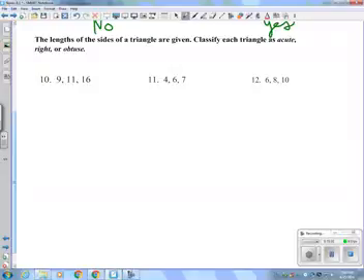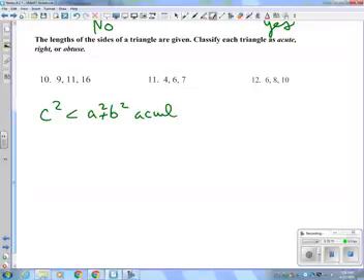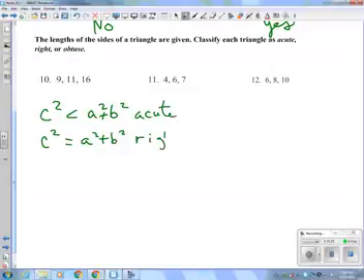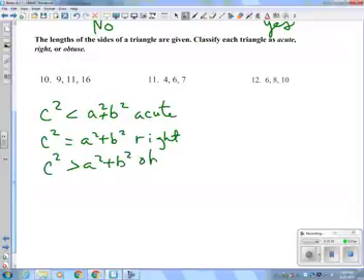So c squared, we're going to turn the problem around just slightly. We're going to look at it from the perspective of c squared is less than a squared plus b squared is acute. And c squared equals a squared plus b squared is a right. And then we're going to look at c squared is greater than a squared plus b squared is obtuse.